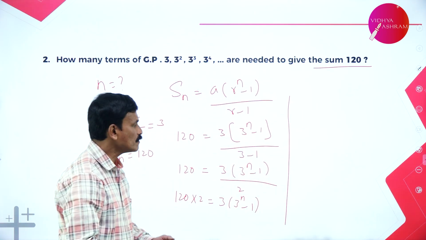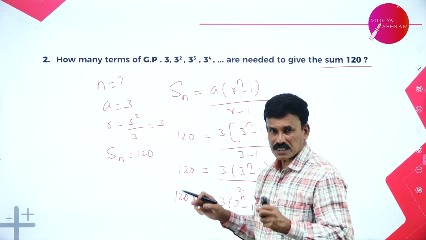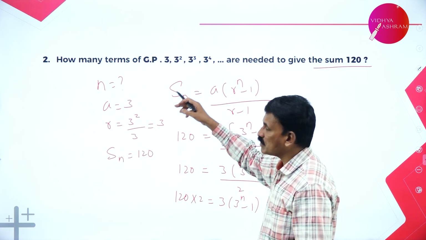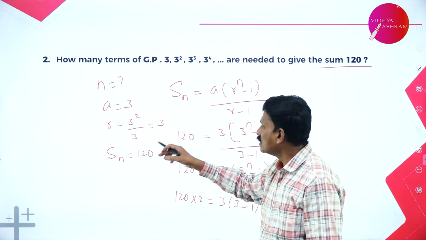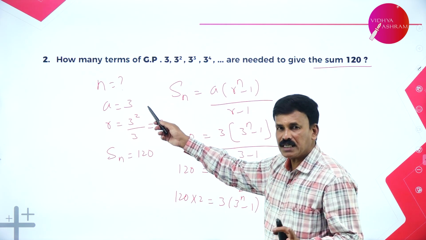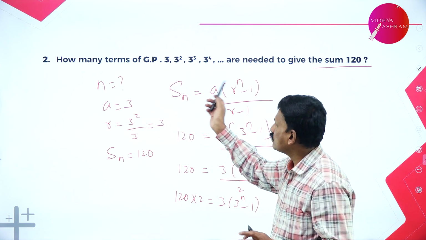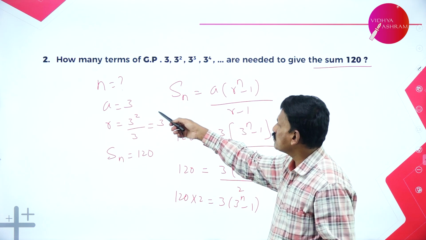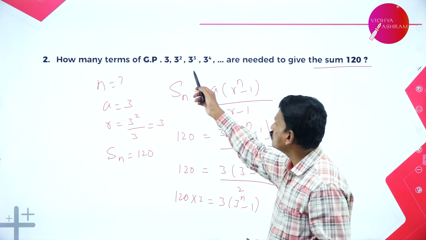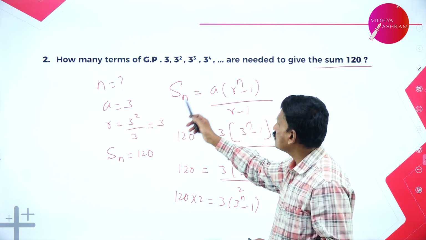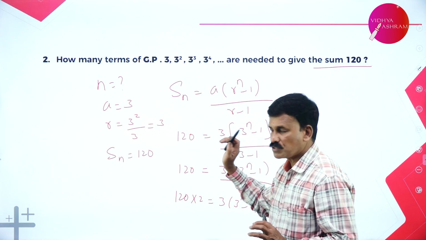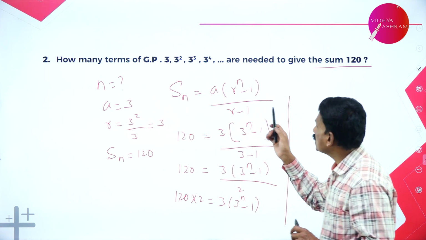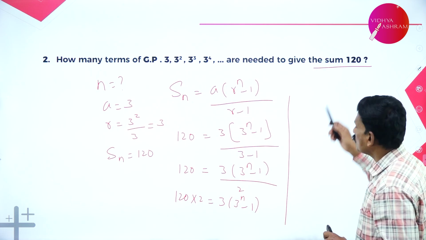Here, the common ratio is any term divided by its previous term. What is to be determined? The value of n, that is the number of terms. A is given, first term is 3, and the common ratio r is equal to 3 square by 3, which is 3, or 3 cube by 3 square, which is also 3, and the sum of n terms is given. So Sn is equal to 120.